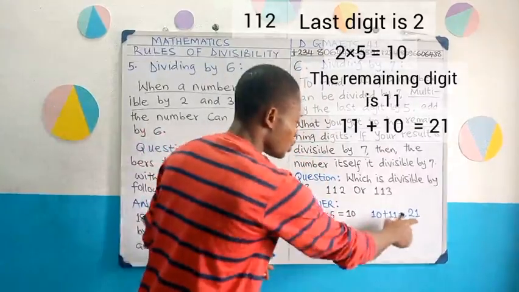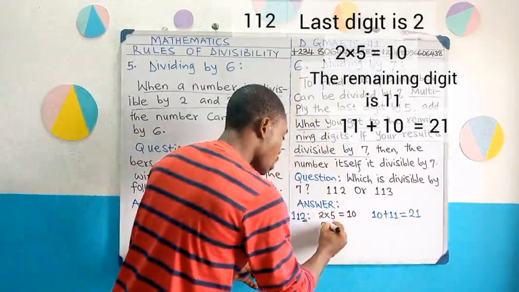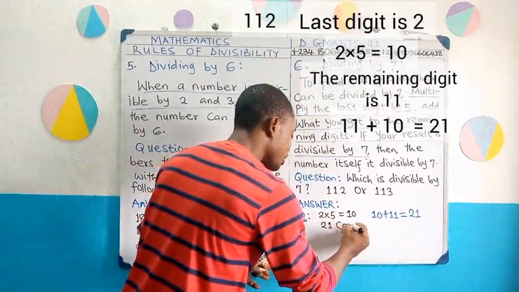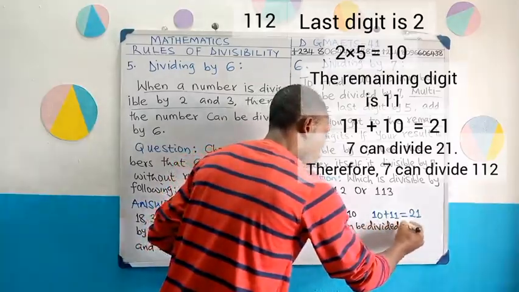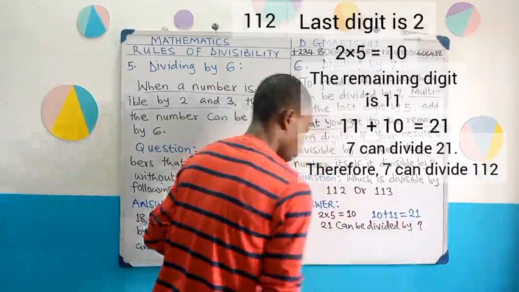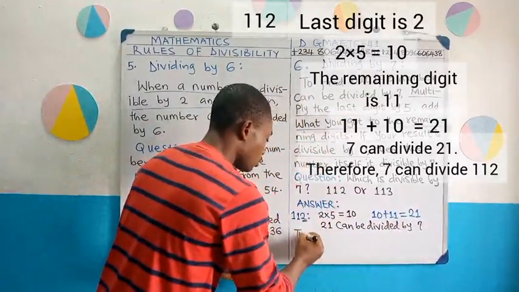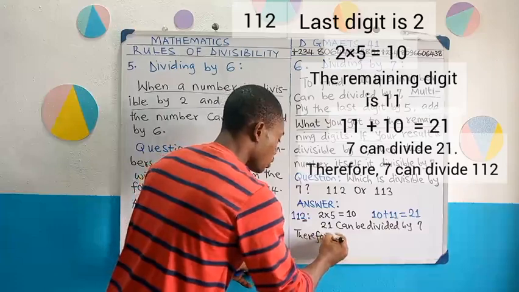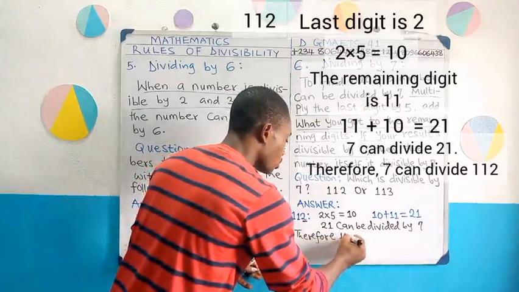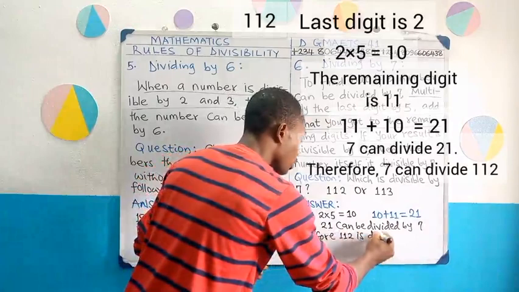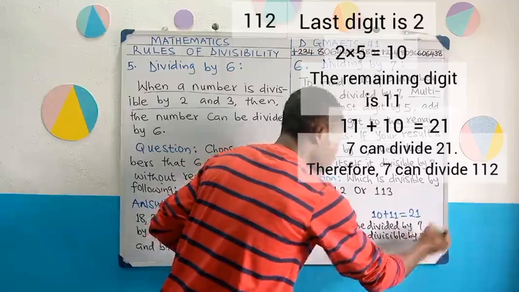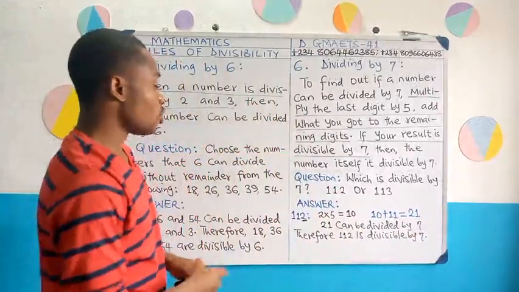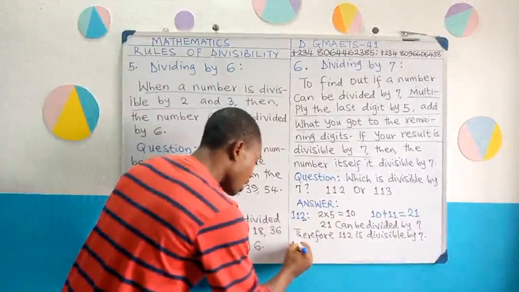So you notice what you got here is 21. So I will write 21 can be divided by 7. Therefore, 112 is divisible by 7. Okay?